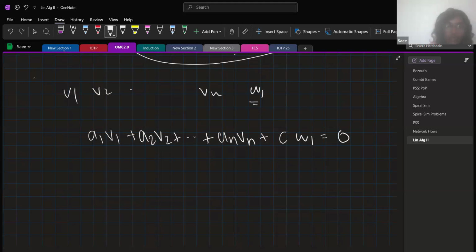So now we know that this is not linearly independent, which means this has some non-trivial solution, right? And what can we say about C over here?